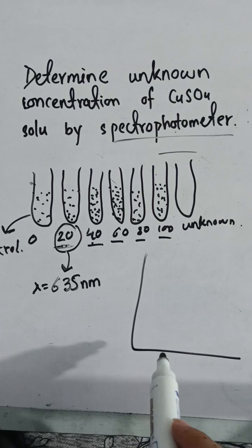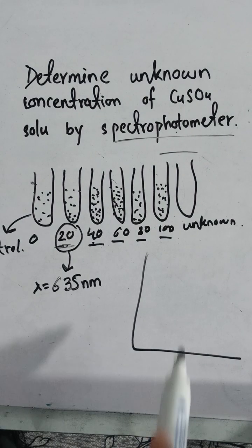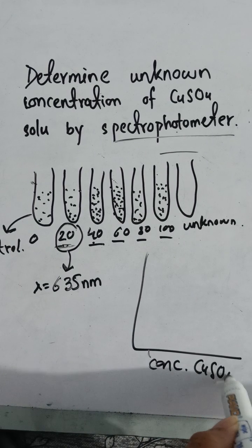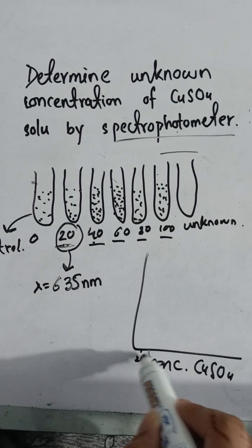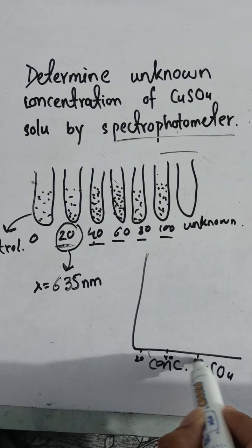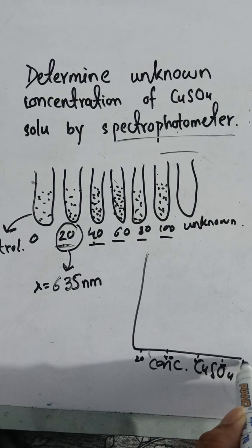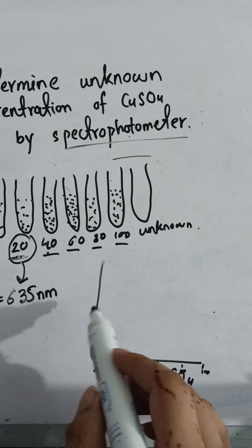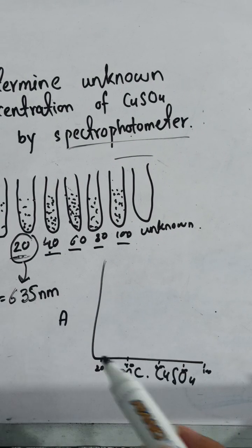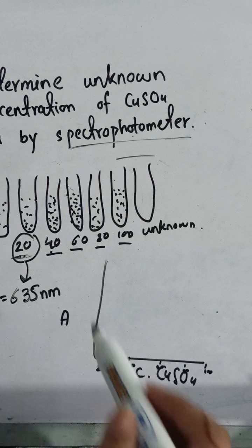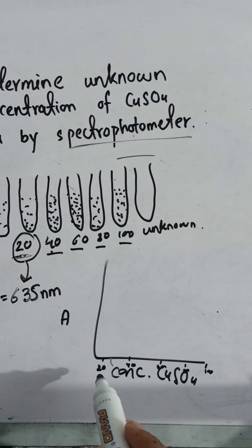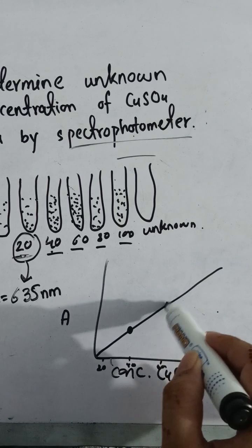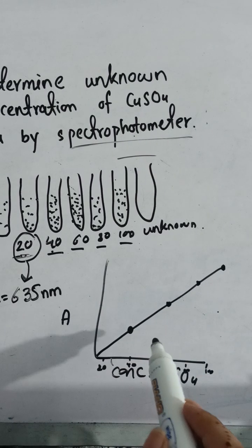On the x-axis you will find the concentration of your CuSO4 solutions, which is 20, 40, 60, 80 and 100 right there. And then on the y-axis, you will write the absorbance. I am denoting the absorbance with the letter A, and you will plot the different absorbances, and you will get a graph which is a straight line having different points there, right?